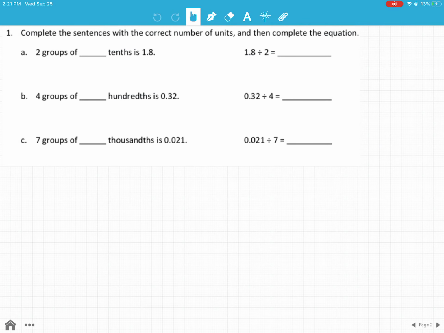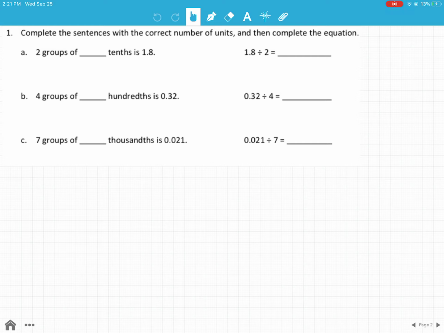Okay, so we're dividing. Main thing is to divide. The objective is the children will divide decimals by single digit whole numbers involving easy identifiable multiples using place value understanding and related to a written method.